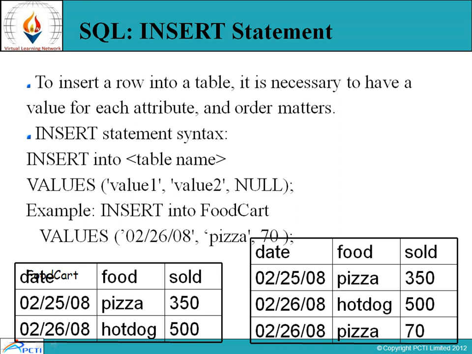After that you write VALUES because you are inserting values in the table. In the open braces you write the values you are inserting into the table, value 1, value 2, and a comma, or NULL, and then put the semicolon. An example is considered here: INSERT INTO food chart, and the values are taken correspondingly as date, food and the sold item. You will be able to see that this data is inserted into the table.